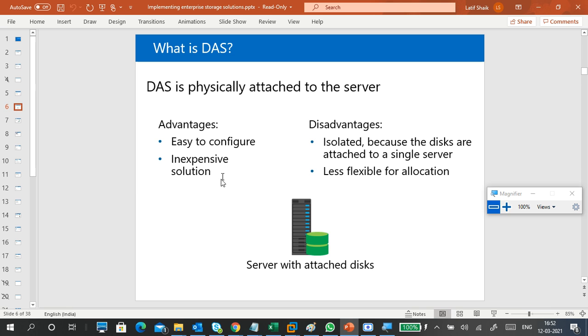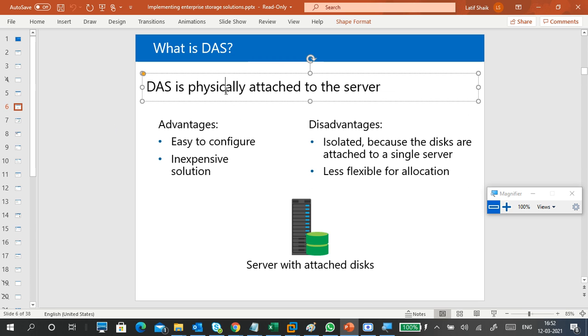Advantages: easy to configure and an inexpensive solution. Like in a hard disk, we have one disk on it, right? But what are the disadvantages? It is isolated because the disks are attached to a single server, and less flexible for allocation.